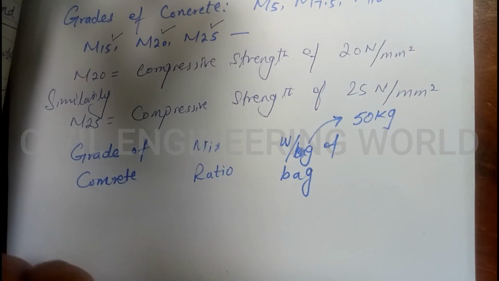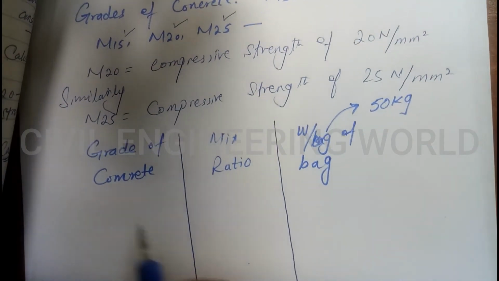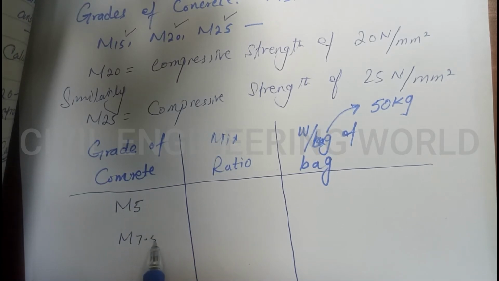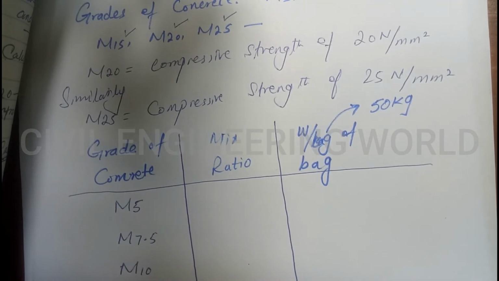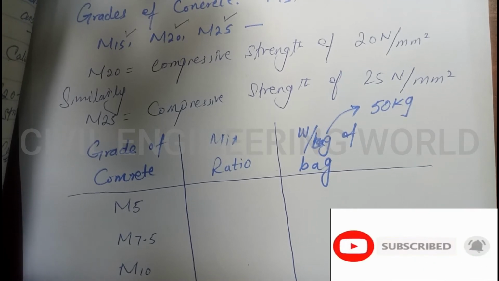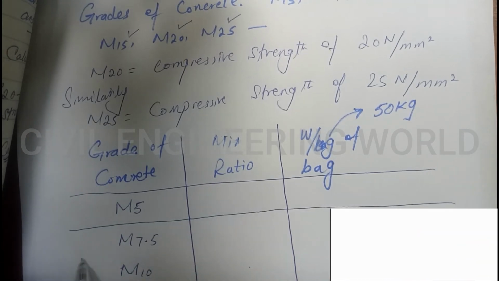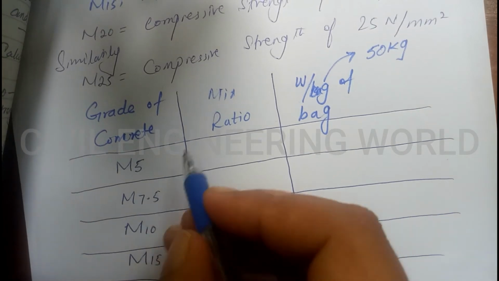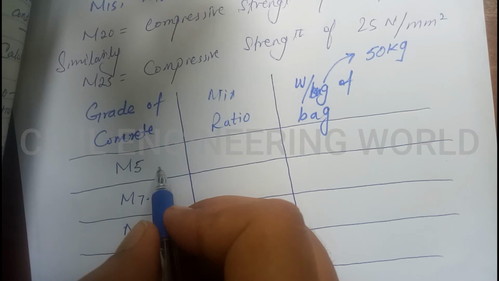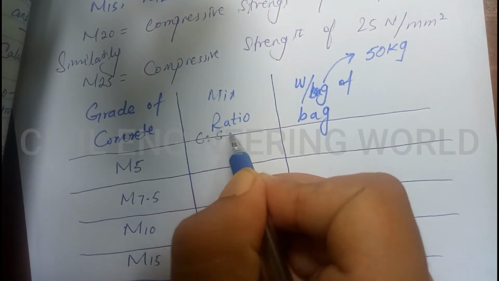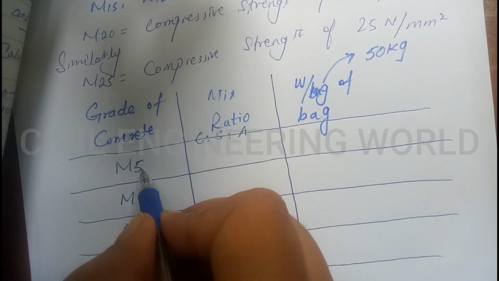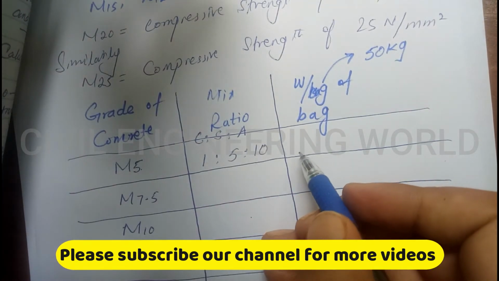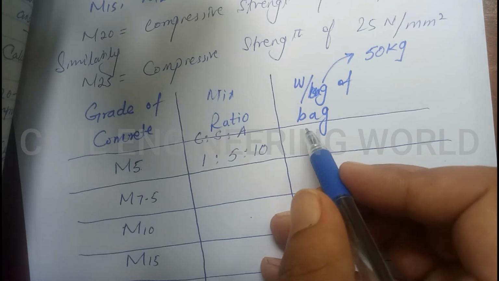If I write the grades of concrete, further we have to write the various grades. First we write M5 grade, then M7.5, then M10, then M15, and then M20. Okay guys, so we have to write the mix ratio for these various grades of concrete. First, for M5 grade we have to write the mix ratio, the ratio of cement, sand and coarse aggregates. So for M5 grade concrete, the mix ratio for cement, sand and aggregate is 1:5:10.